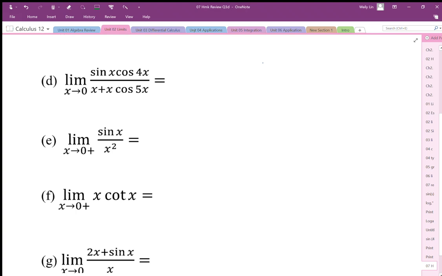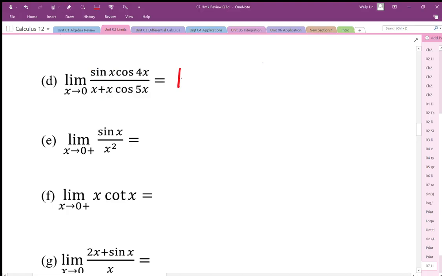From the review homework: the limit of sine x cos 4x over x plus x cos 5x, as x goes to 0. The key to this problem is to recognize that there is actually a sine x divided by x. So we're going to factor that out.